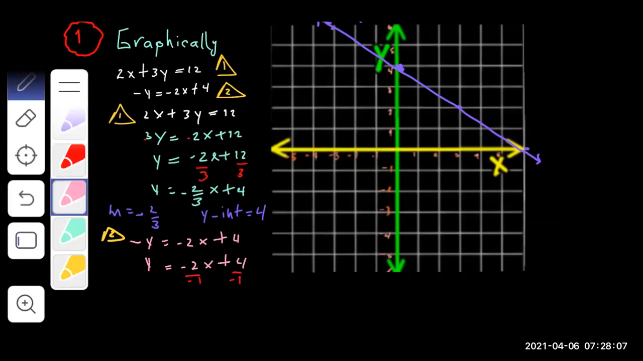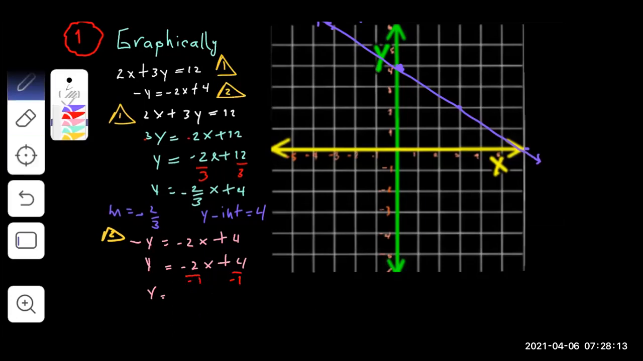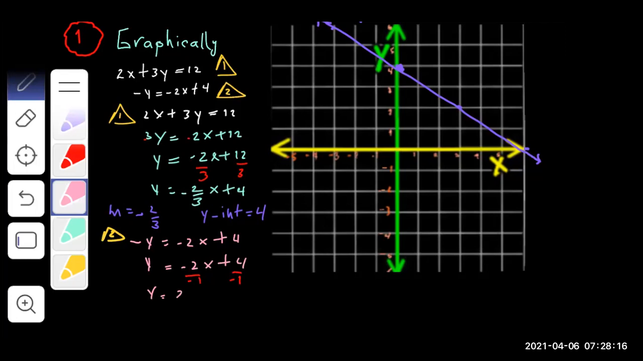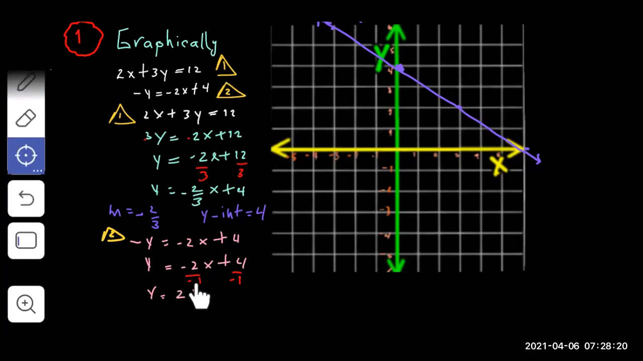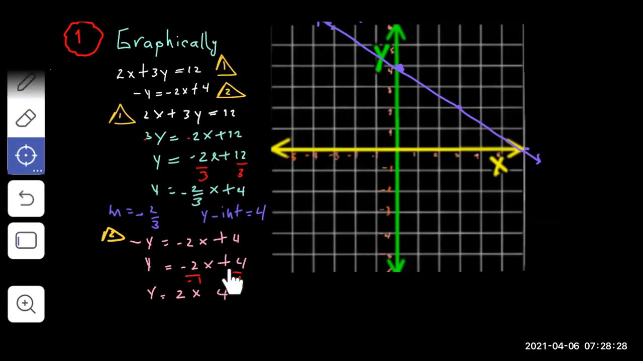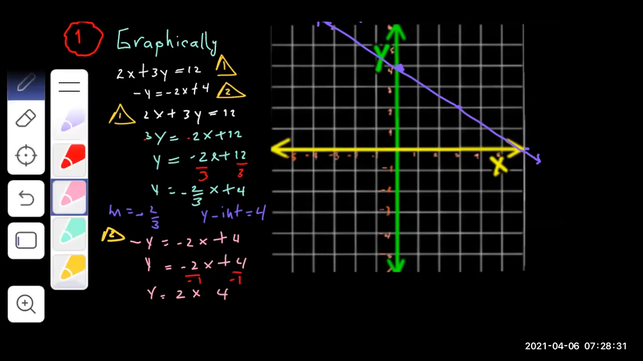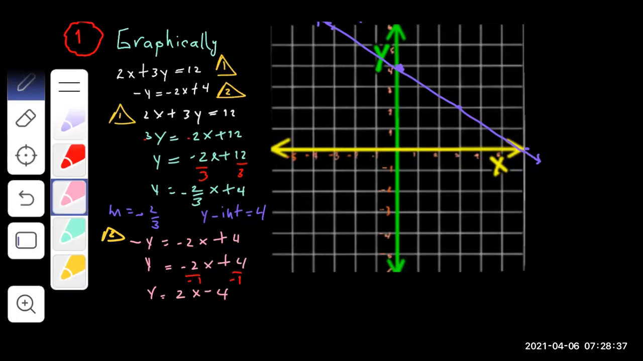Okay, let's simplify then. y is going to equal 2 divided by 1. 2 divided by 1 is still going to be 2, right? 2x. Positive or negative, guys? You have negative and negative. Positive, right? The next one, 4 divided by 1 is going to be 4. And positive divided by negative is going to be negative. Excellent. Now y is alone. Really simple.